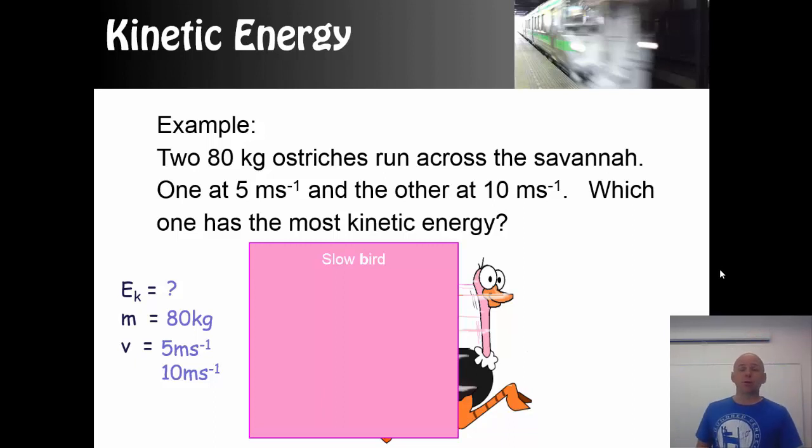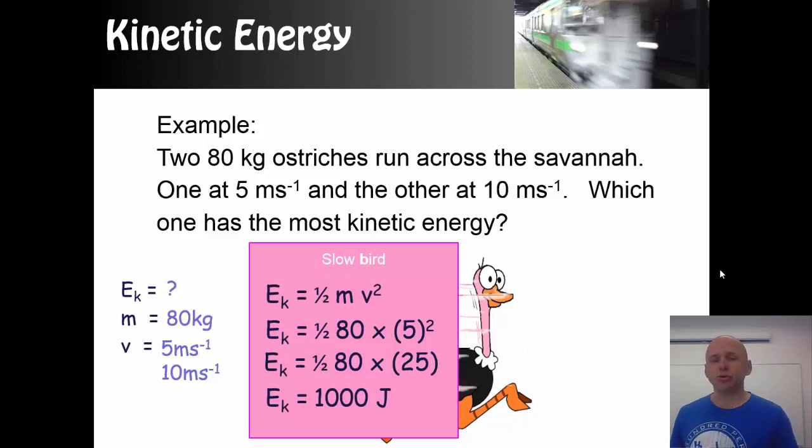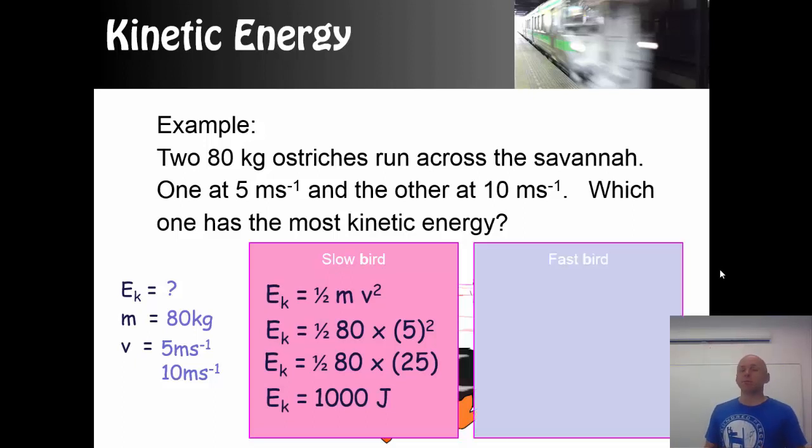We'll start with the slow bird, use our formula, and put our numbers in. We've squared the speed of 5 meters per second, and that's 25. So 1/2 times 80 times 25 equals 1,000 joules. Now let's take a look at the fast bird. This bird is traveling twice as fast, and logically you'd think it should have twice the kinetic energy. Let's find out if that's true.